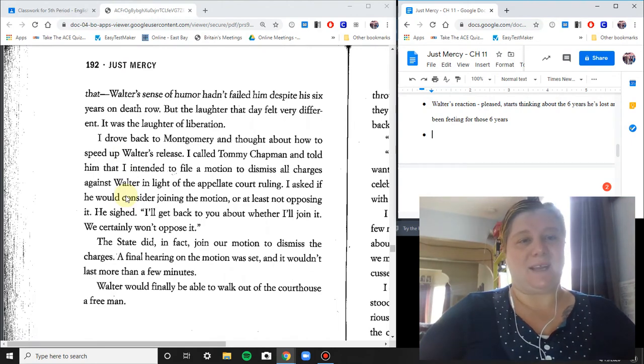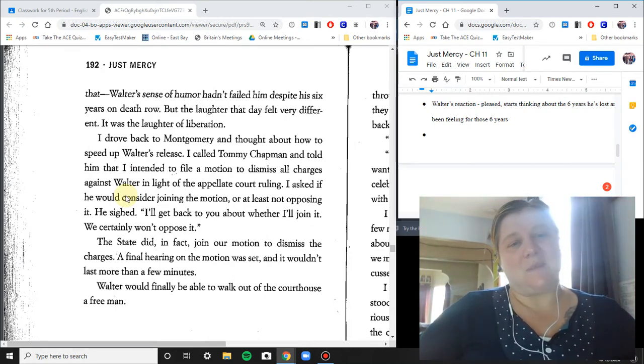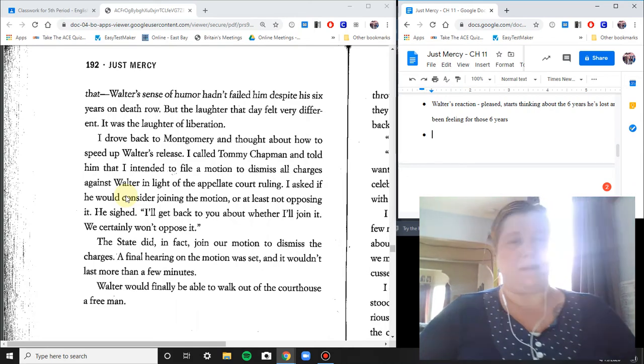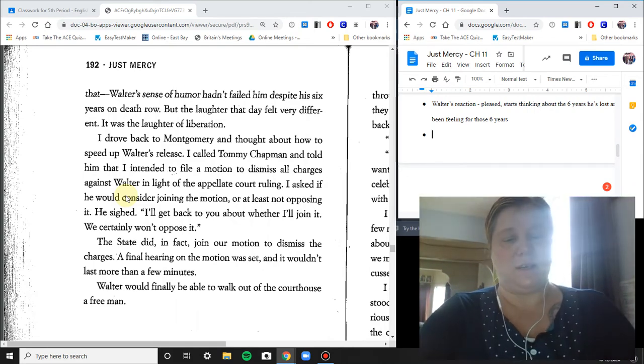We had laughed before that. Walter's sense of humor hadn't failed him, despite his 6 years on death row. But the laughter that day felt very different. It was the laughter of liberation. I drove back to Montgomery and thought about how to speed up Walter's release. I called Tommy Chapman, the DA, remember, and told him that I intended to file a motion to dismiss all charges.